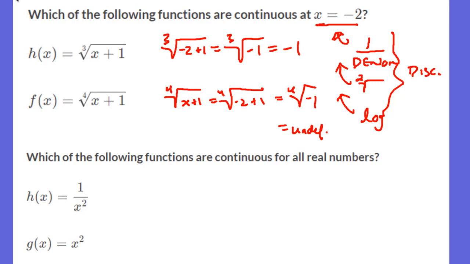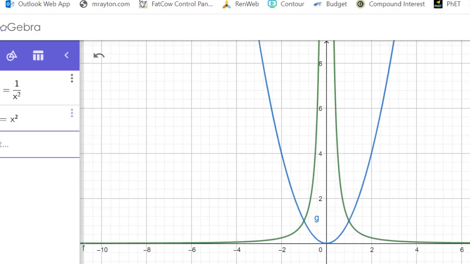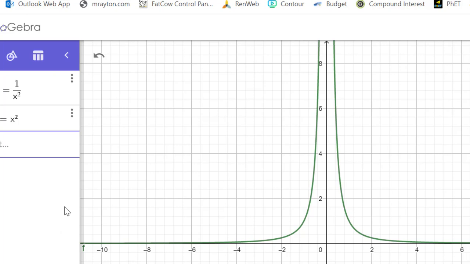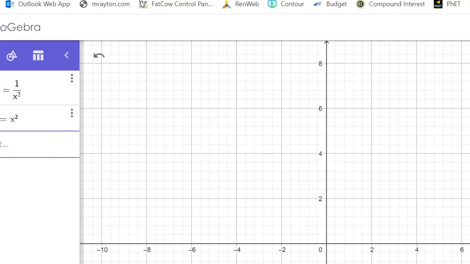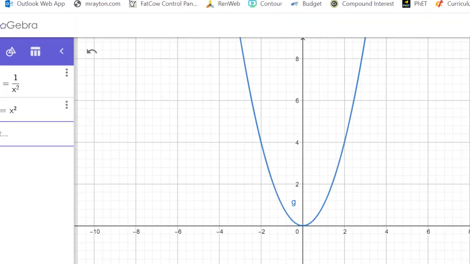Take a look at the second one right here. The second one we have for all real numbers, which means we're going from -infinity all the way to +infinity. And you can see here we have a denominator. X cannot equal 0 here, but it is continuous at every single value for x squared. You can easily see this with a graph. Let's take a look at this first function. You can see there's an asymptote discontinuity at x is equal to 0. For the other function, it is totally continuous over all intervals.